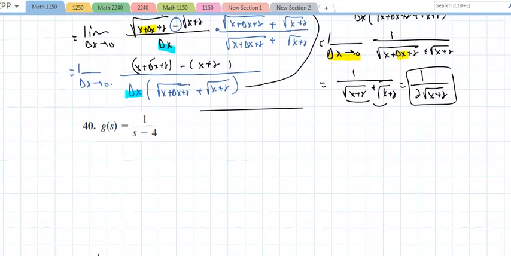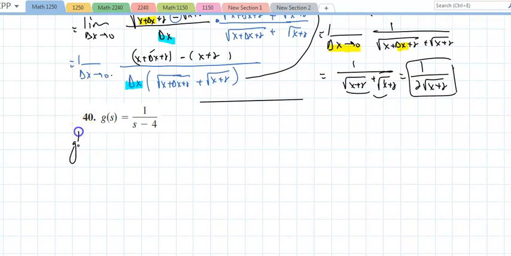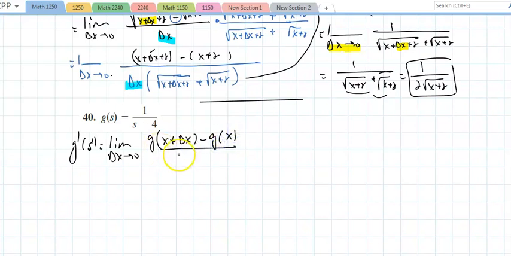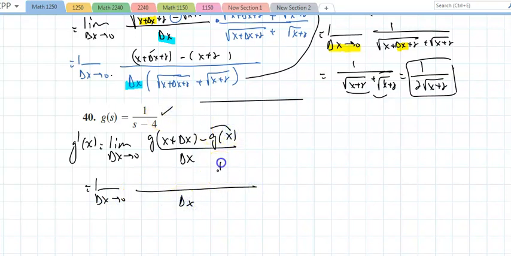So here, for g, if I want to figure out g prime of s, I'll take the limit as delta x approaches 0 of g of x plus delta x minus g of x divided by, oh, it should be s. You know, it doesn't matter. It's okay. We keep it as x. That's not a problem. So we could convert it from s to x. No big deal. So that's going to be the limit as delta x approaches 0. Now, delta x is delta x. g of x is right there. Just copy it down, replace s by x.